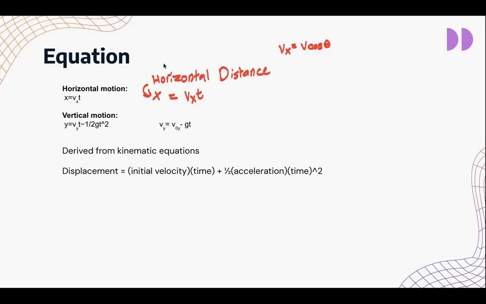So vertical motion. This is a parallel to one of the kinematic equations, by the way. The y displacement is equal to the initial y velocity times time, minus one half g, which stands for gravitational acceleration, which we know is 9.8 meters per second squared, times time squared. That's a parallel to the kinematic equation.